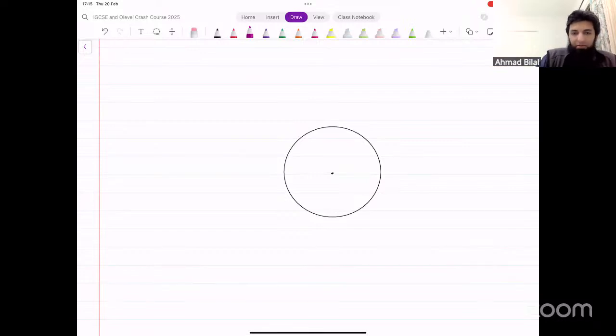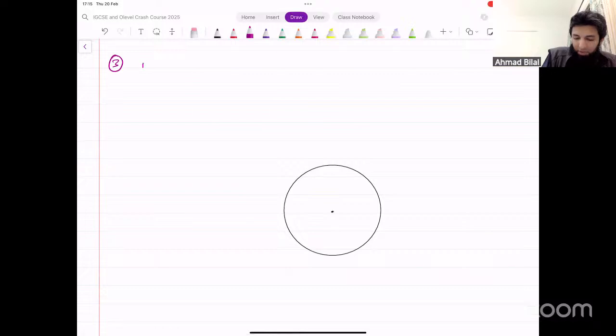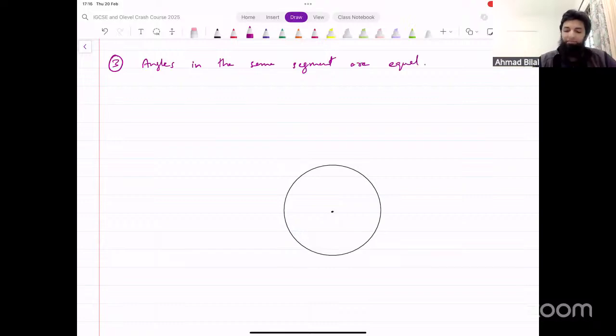But now, the next one, the third property. Number 3 is, now this property is known as angles in the same segment, they're equal. Now, I'll explain what that means. Angles in the same segment, they're equal. Now, what does that mean?